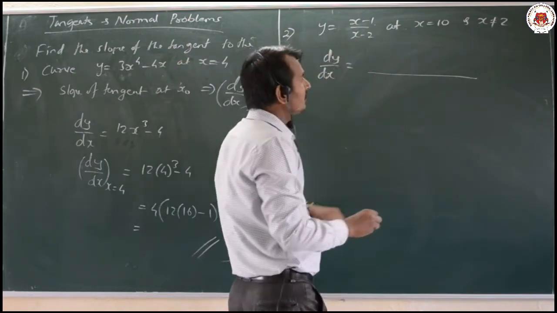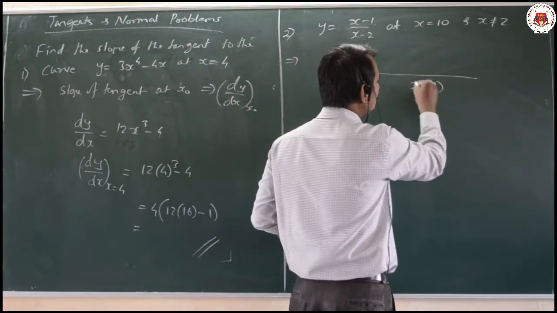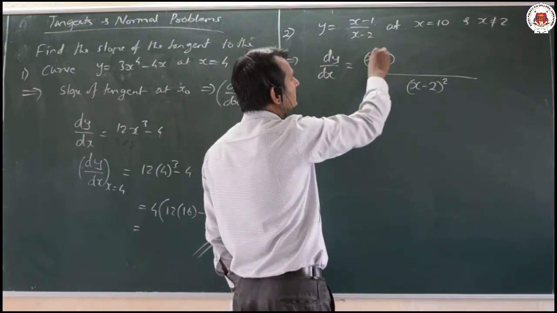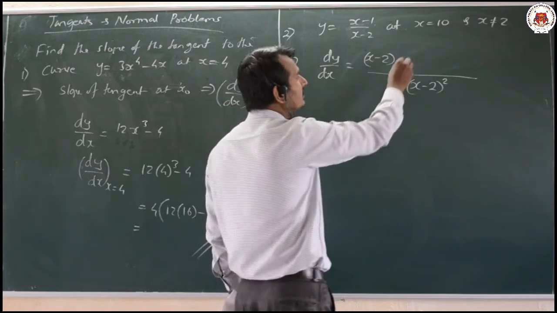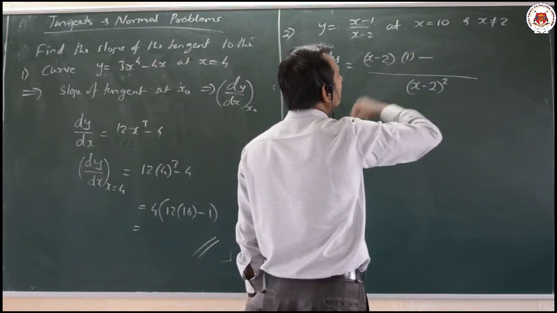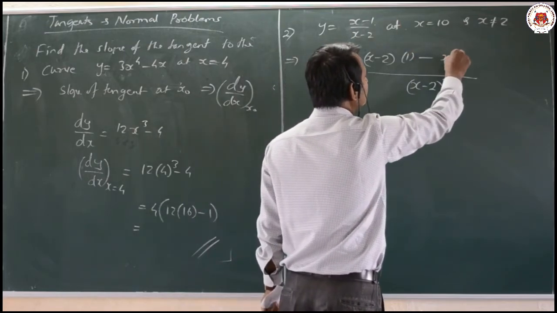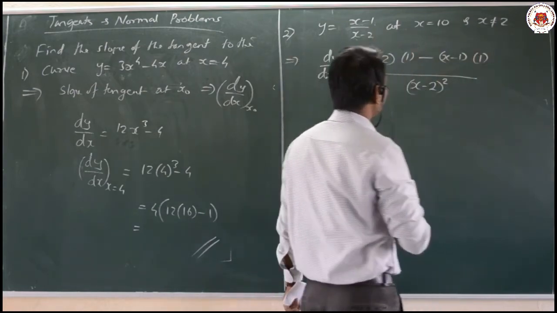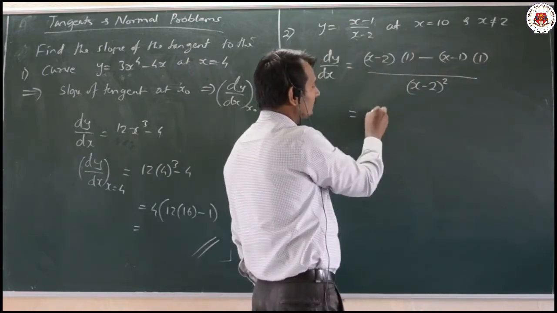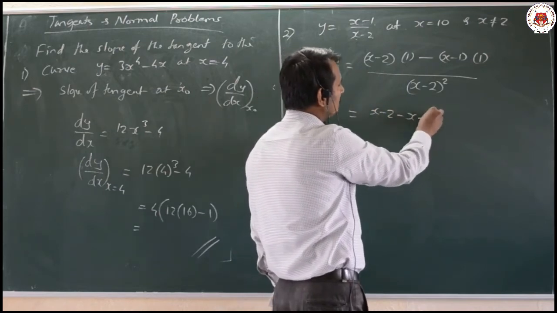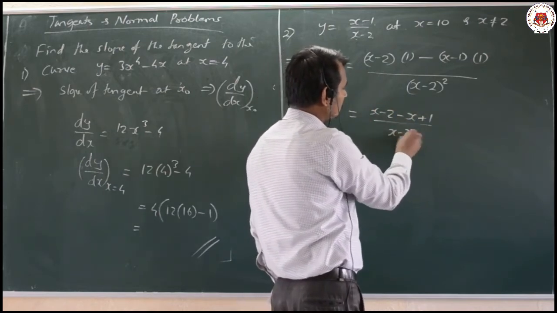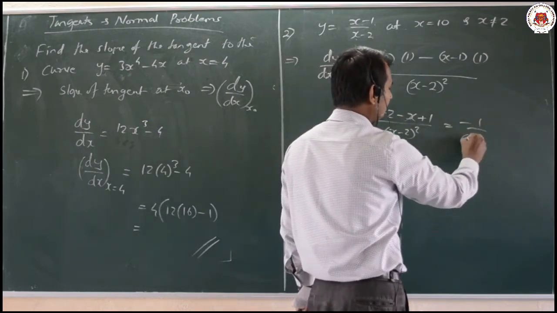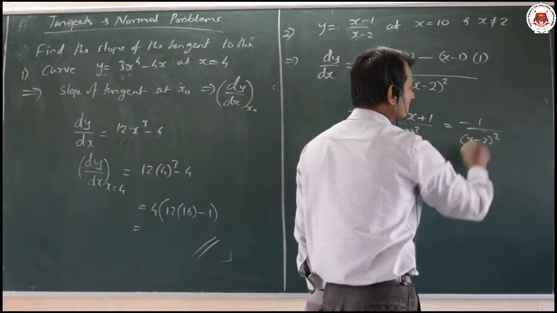Okay, that is nothing but v square, that is x minus 2 whole square. Here v as it is, x minus 2 as it is, u differentiation, that is x minus 1 differentiation is 1, minus x minus 1 as it is, x minus 2 differentiation will also be 1. Now you can just calculate it. So what we get, x minus 2 minus x plus 1 divided by x minus 2 whole square. Here x gets eliminated, and we get minus 1 divided by x minus 2 whole square.